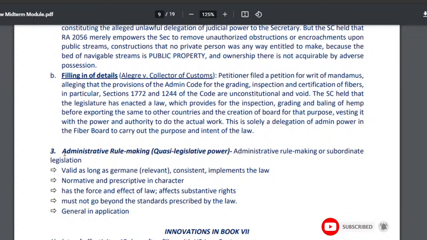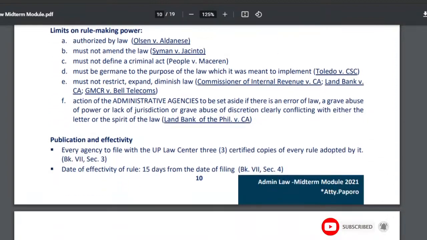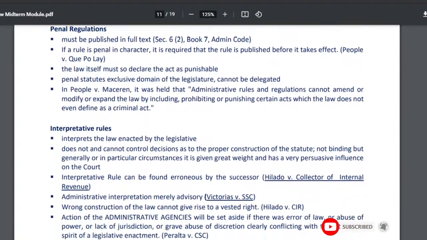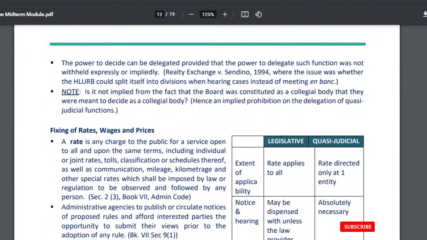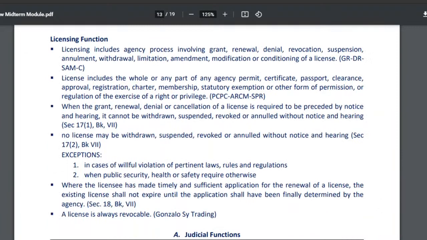Then we have here administrative ruling or quasi-legislative power. So administrative rulemaking or subordinate legislation is valid as long as it is germane, relevant, consistent, and it only implements the law. Provisions in Book 4, so you can read this in our module. Let's just go to the important ones. So we have fixing of rates, case on rate fixing, and then licensing functions.